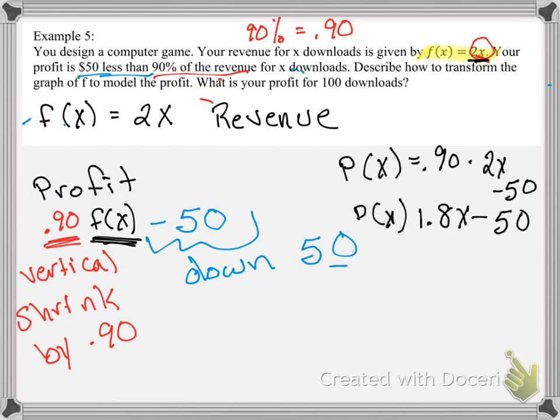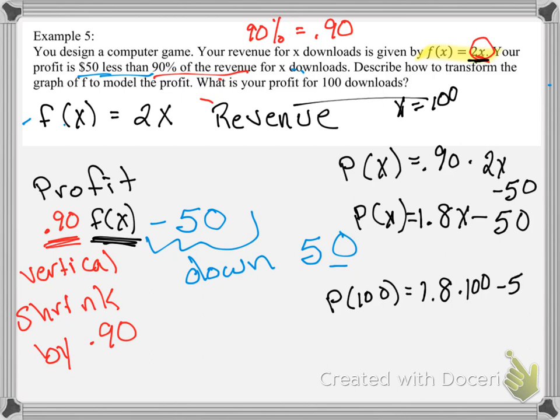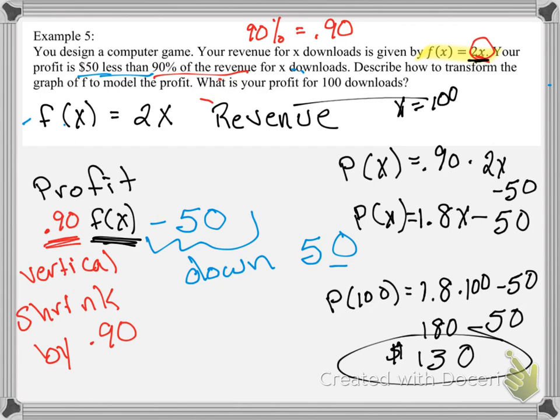That tells me, based on how many video games I sell, how much money I actually make. They're asking, what is your profit for 100 downloads? So basically, I'm trying to figure out when my x is 100. So P of 100 would equal 1.8 times 100 minus 50. 1.8 times 100 is 180. Minus 50 is 130. So my profit is $130. So geez, if 100 people downloaded it, I'd only make 130 bucks.